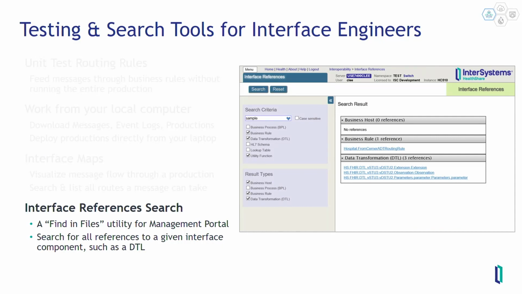Also related to this is an item called interface references search. This is what I would call a find in files utility built for the management portal. Right now in Studio, you can perform a find in files search, which is a text-based search for different source files and HL7 schemas. Now you can do something very similar directly from the management portal. For example, you can search for all the different business components that make use of a DTL with a certain name. Things like that you can now do directly from within the management portal.